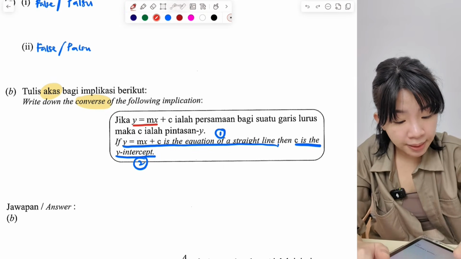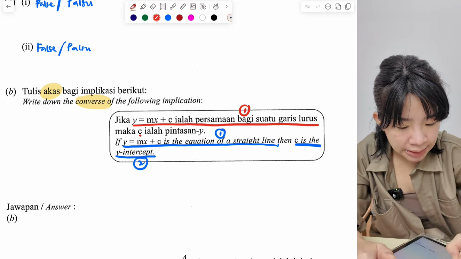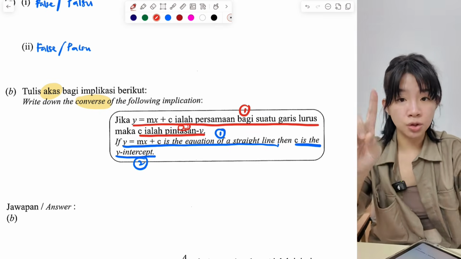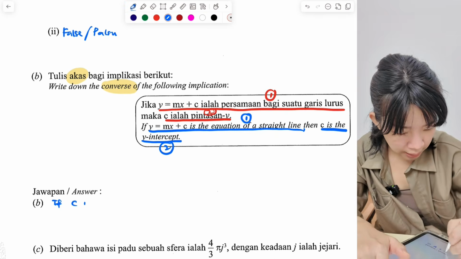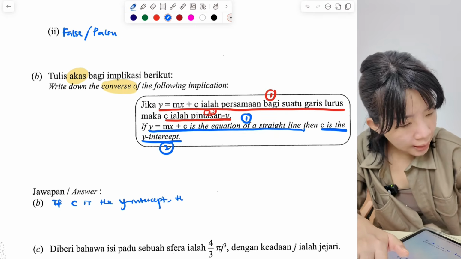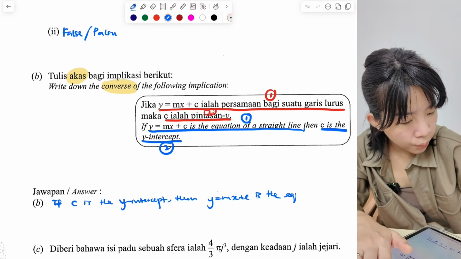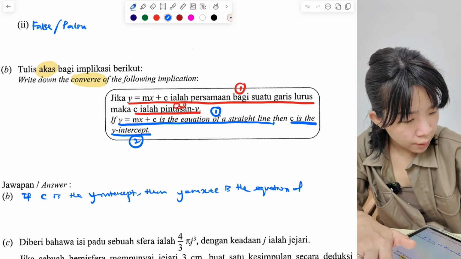Y equals MX plus C ialah persamaan bagi suatu garis lurus. So this is the front part. The back part, C ialah pintasan Y. So these two switch. So if C is the Y-intercept, then Y equals MX plus C is the equation of a straight line.